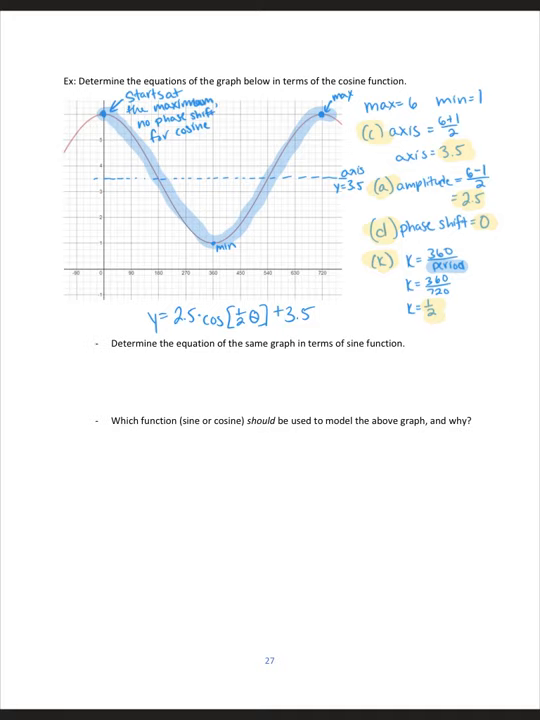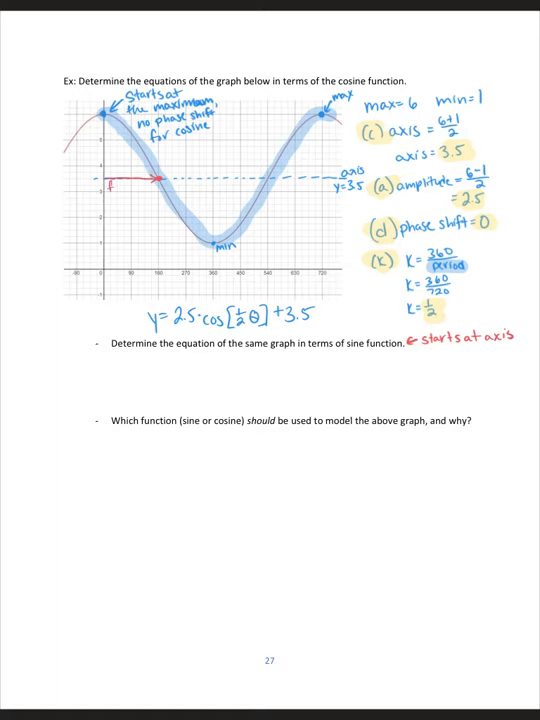Okay, if we were to determine the equation of the same graph in terms of sine, well, remember, we have to take a look at where sine starts. Our sine usually starts at the axis. So we need to figure out how much this graph was shifted if we were going to truly represent this with our sine. So here's the first time we hit our axis. So that is a shift of 180 degrees.